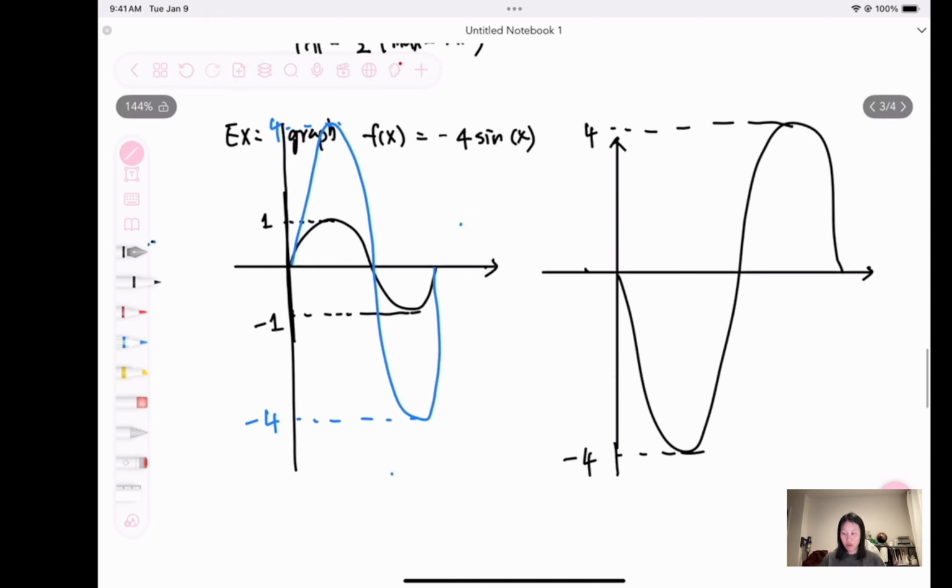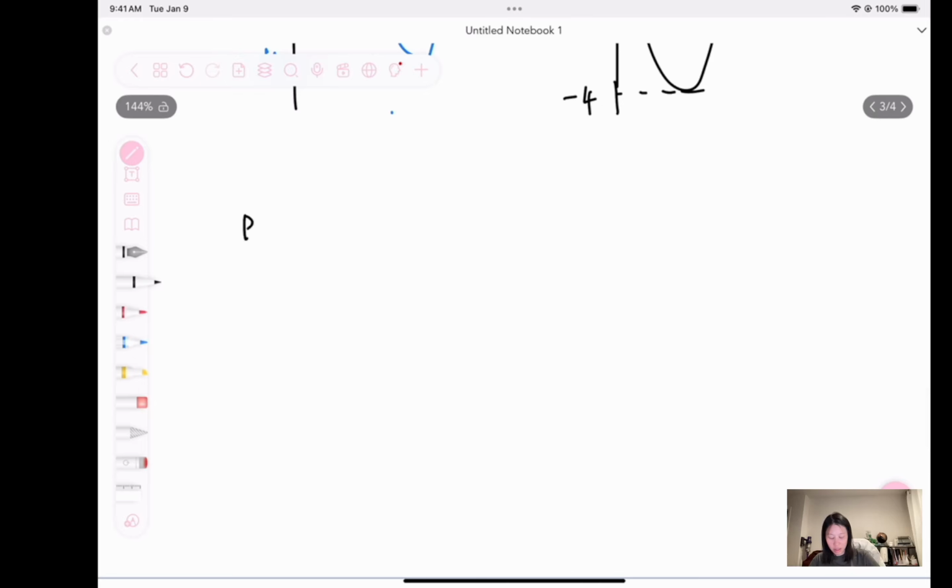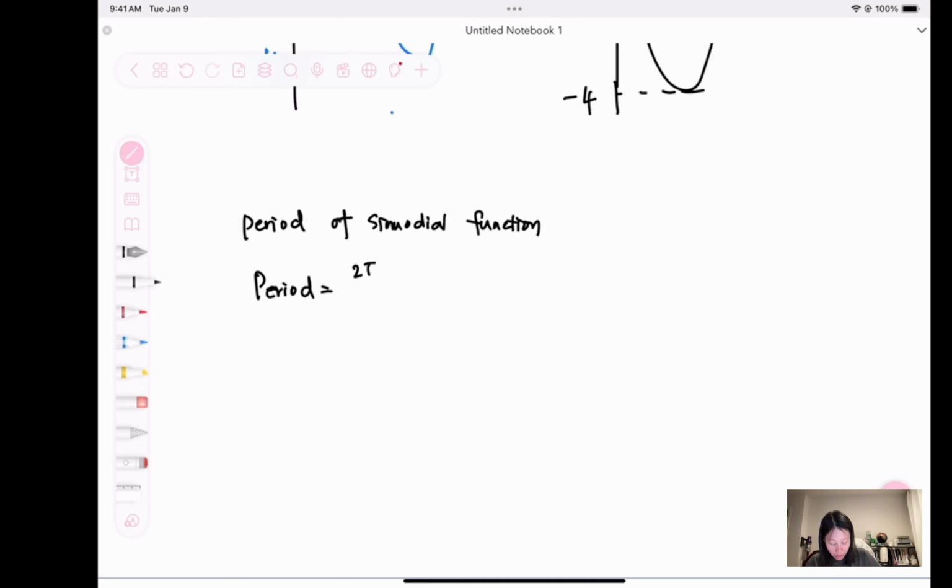Okay, that's amplitude. After the amplitude, now let's discuss the period of a sinusoidal function. In general, B is related to the period, and the period is equal to 2 pi divided by the absolute value of B. It has to be the absolute value. For example, f(x) equals cosine x.